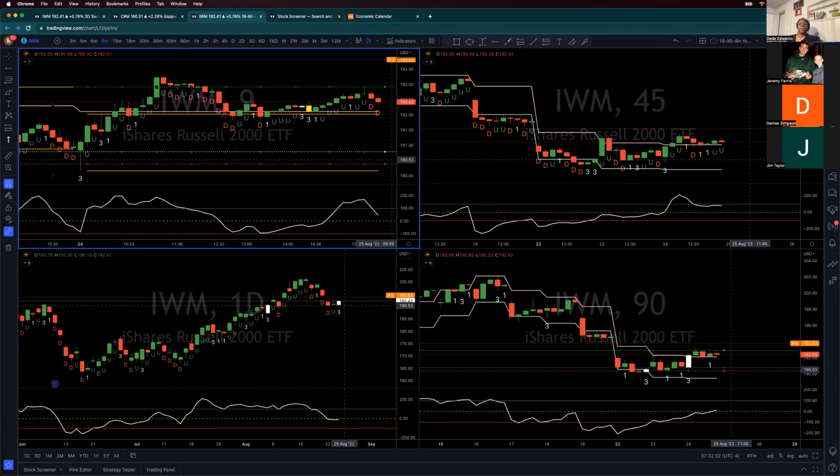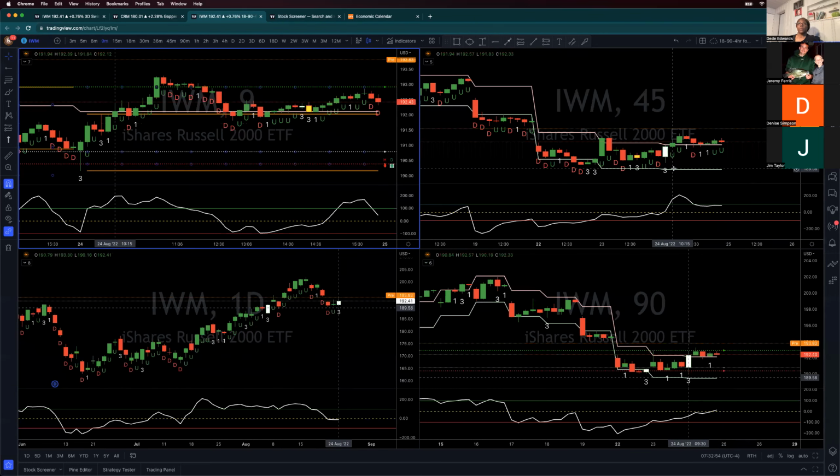IWM, a little different. At the 45-minute flip, guys, here we are. We're on an outside bar. We don't know in this case if price is going to continue. Threes in and of themselves are broadening formations. Of course, we could have drawn that. We didn't. You're at the high of your ADR.